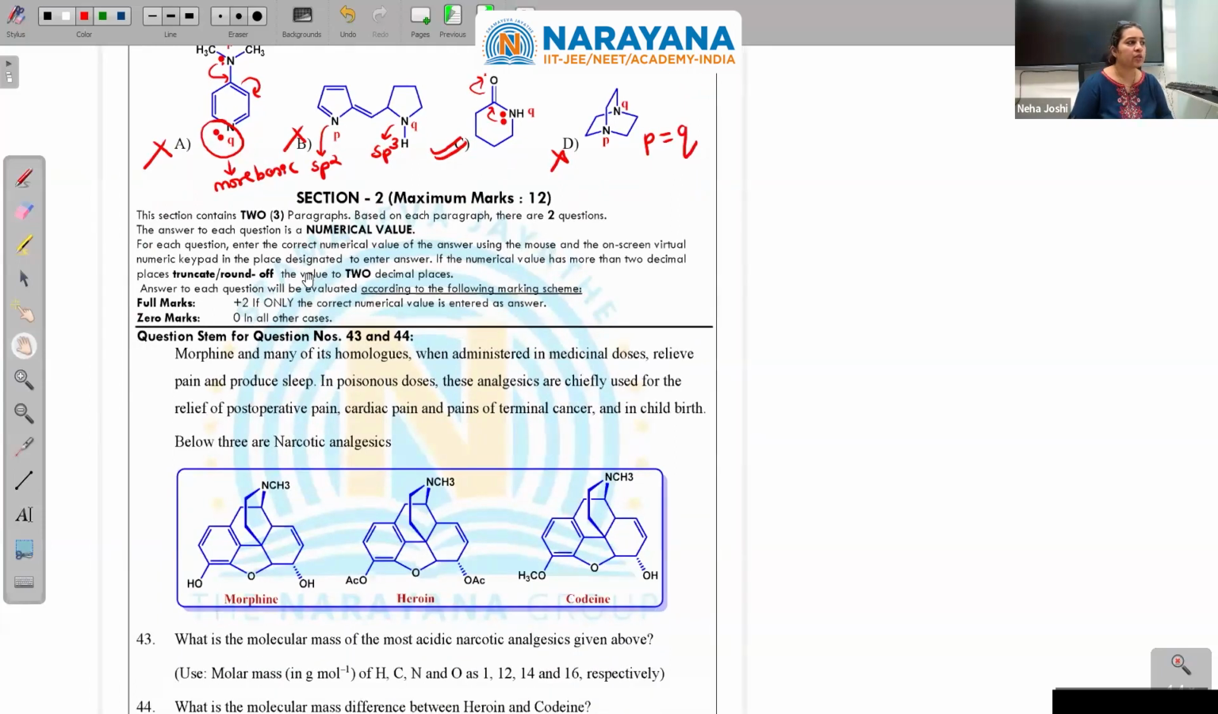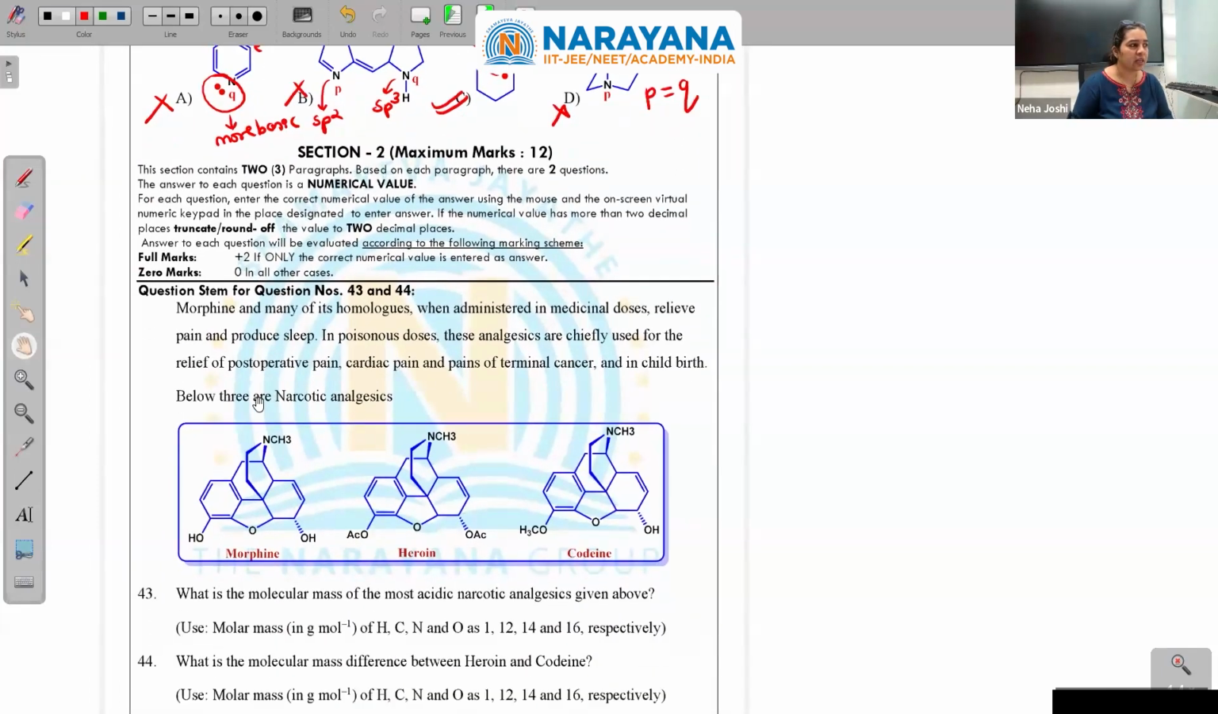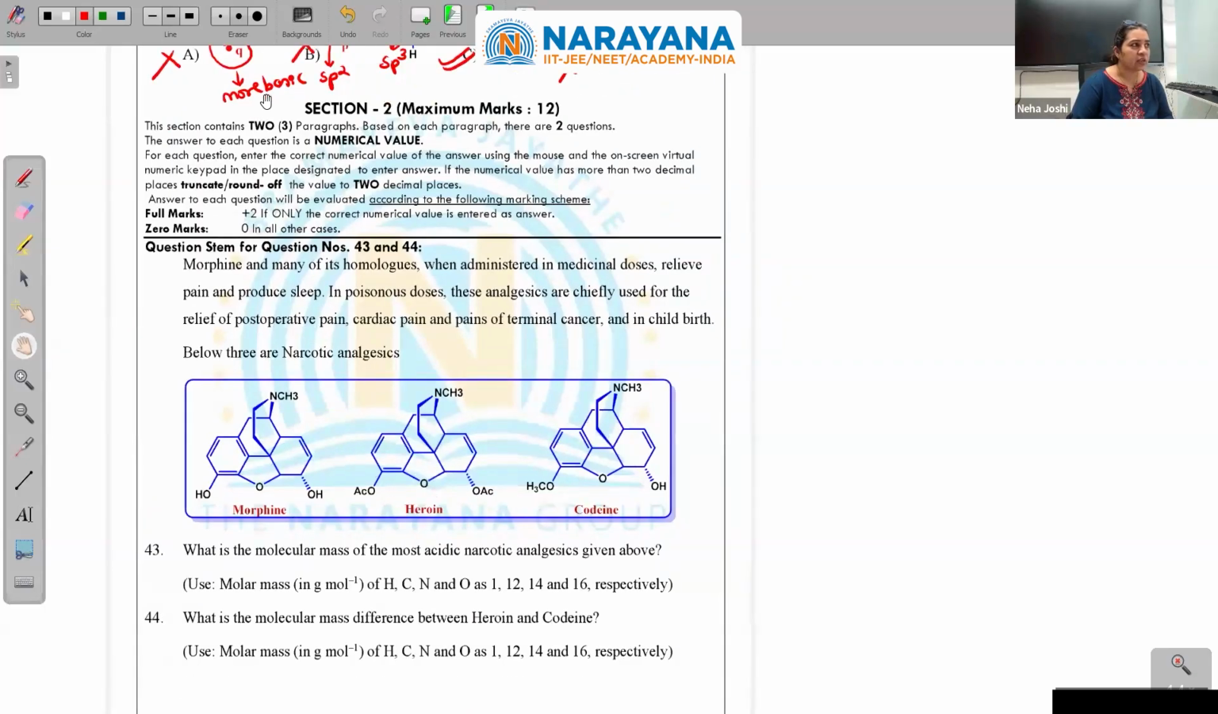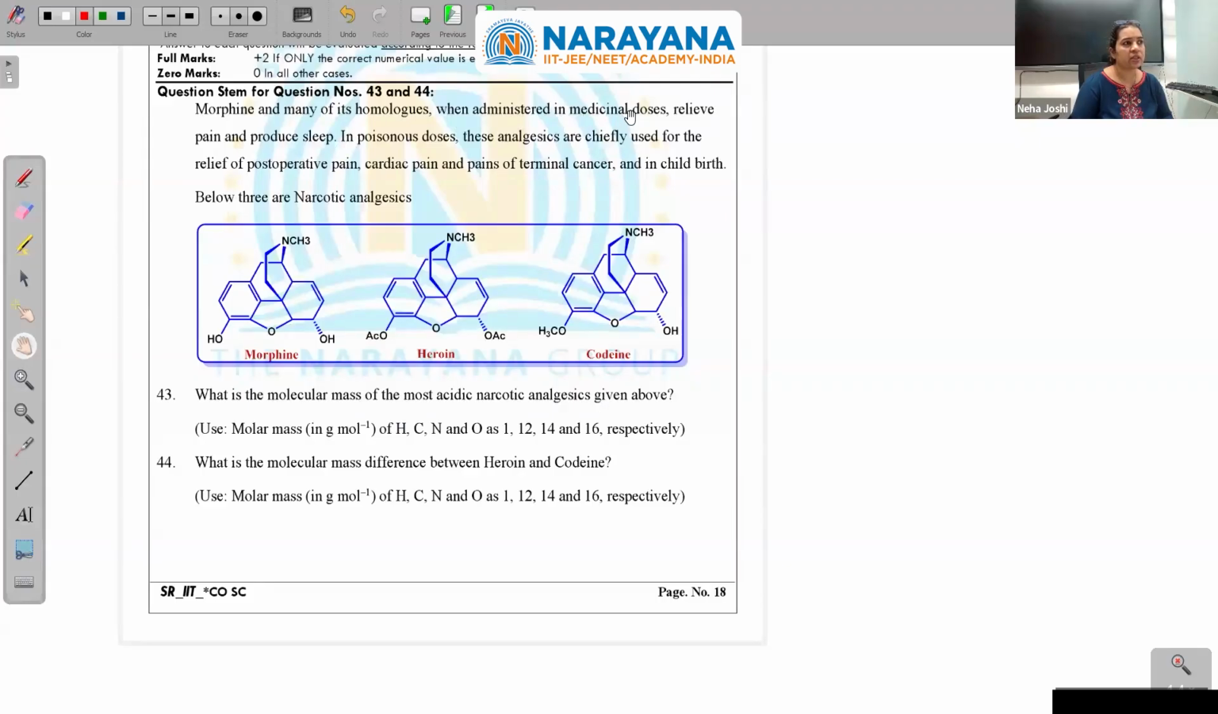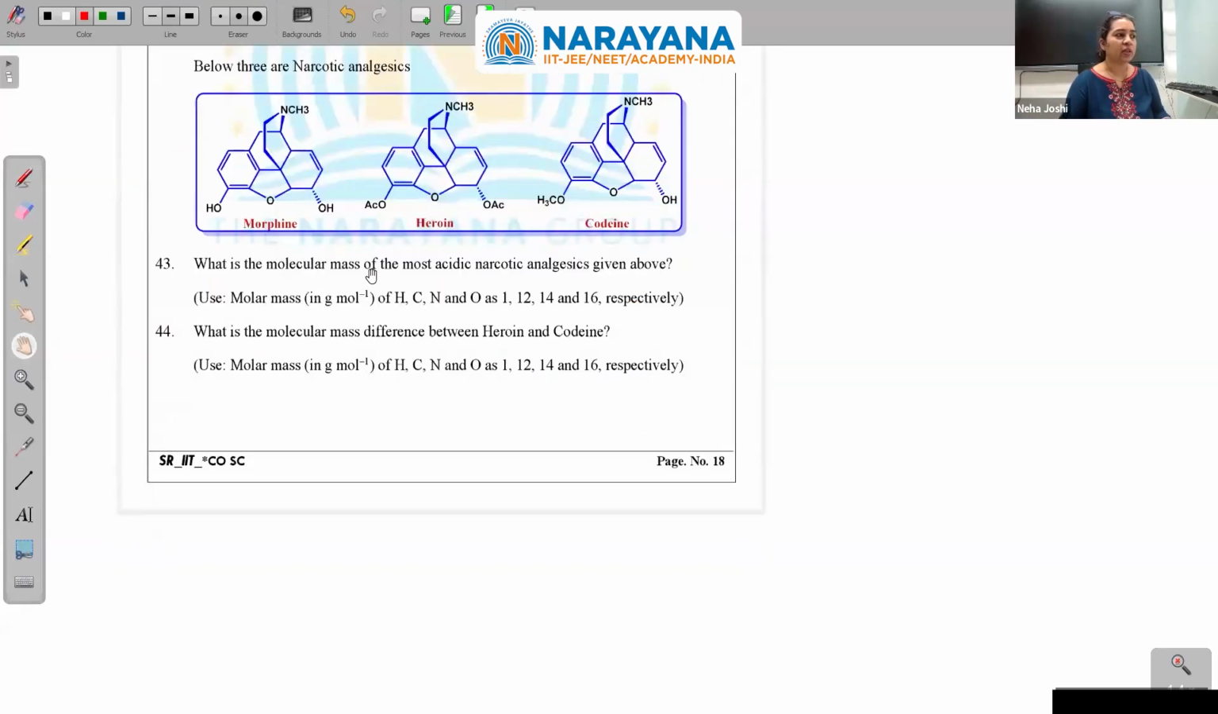Okay. Moving to question number 43. First, let us read the stem. Morphine and many of its homologs, when administered in medicinal doses, relieve pain and produce sleep. In poisonous doses, these analgesics are chiefly used for the relief of postoperative pain, cardiac pain, and pains of terminal cancer and in childbirth. Below 3 are narcotic analgesics. What is the molecular mass of the most acidic narcotic analgesic given above?